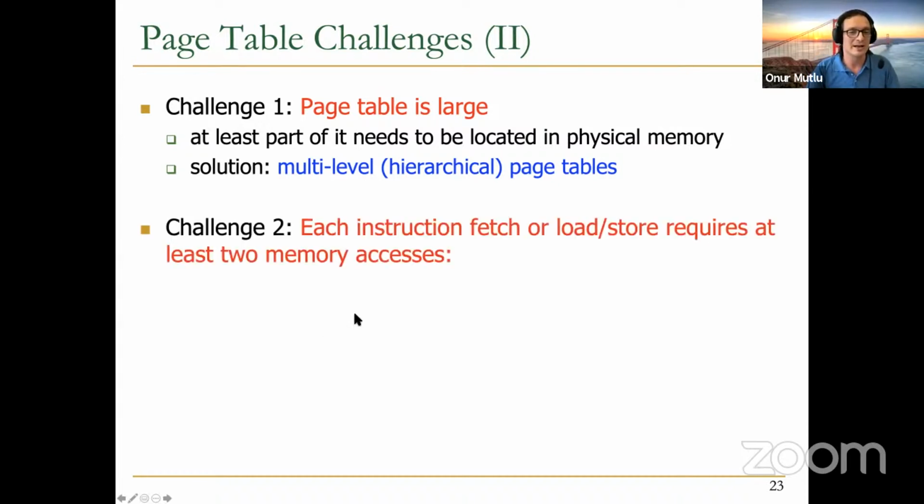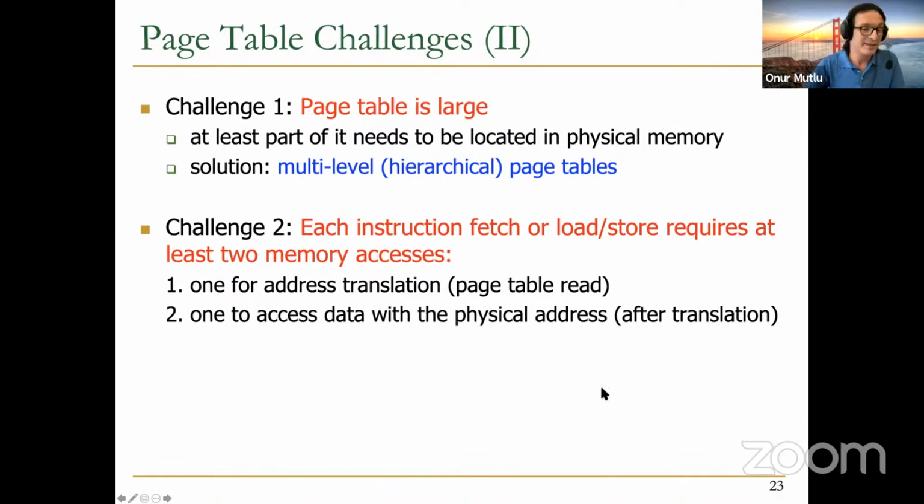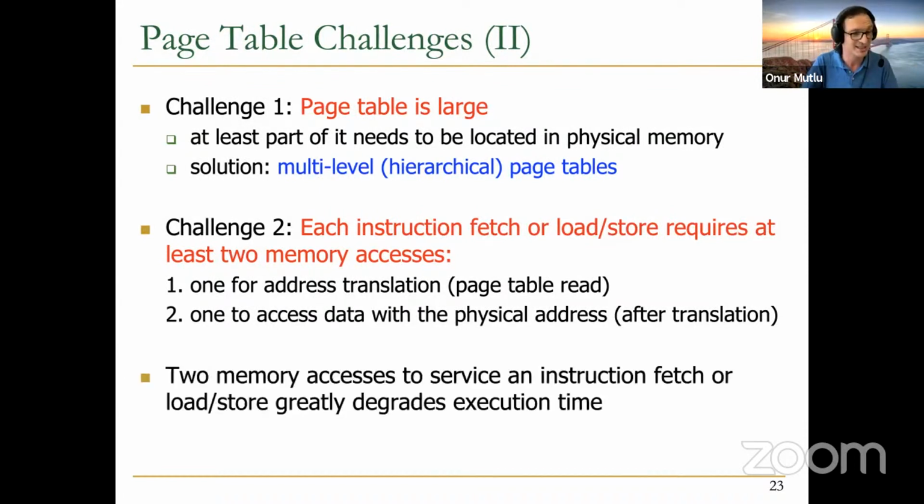Okay, so the second challenge, of course, which is exacerbated by the first solution for the first challenge, is that each instruction fetch or load store requires at least 2 memory accesses now. One for address translation, you need to reach the page table. I should say at least one for address translation, because with a multi-level page table, you need more. And then one to access the data with the physical address after translation. So you used to have 1 memory access with direct physical addressing. Now we have 2 at least.